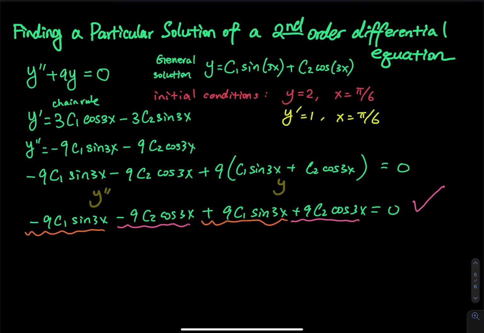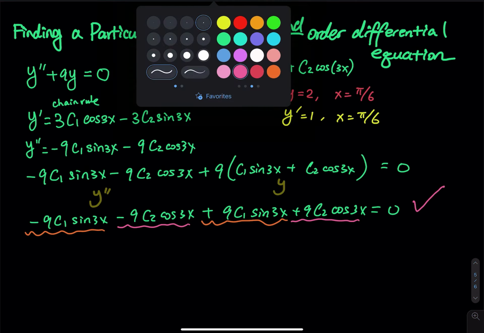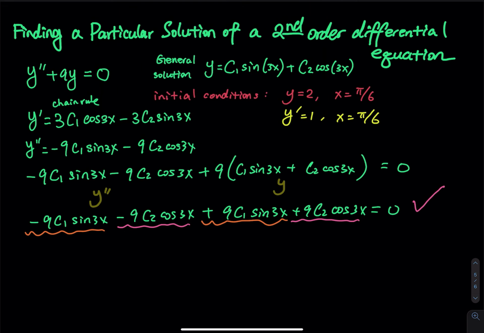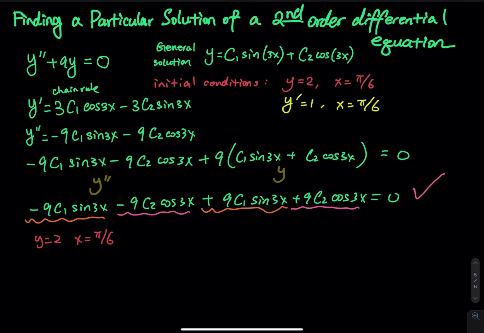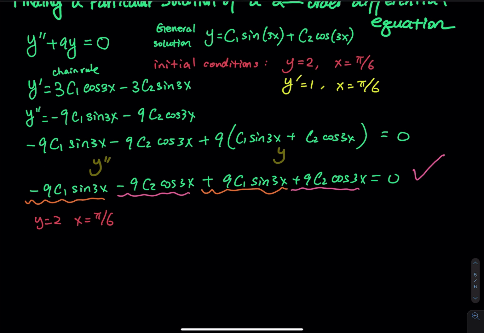And then how do you use the initial condition? So to use the initial condition, the first one, I will just do the color match. So y equals 2, and x equals pi over 6. I will just plug it into the general solution because that is for y. So we have 2 equals c1. We don't know c1 and c2 yet because that is what we have to find out.